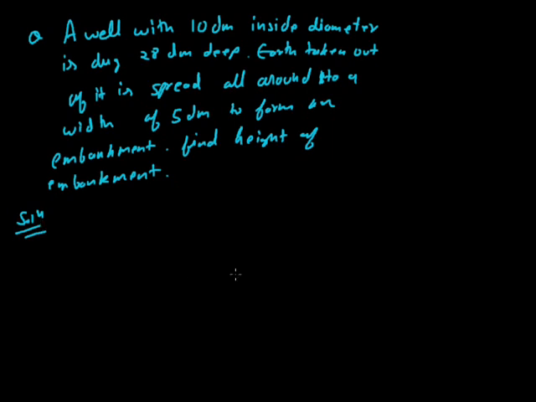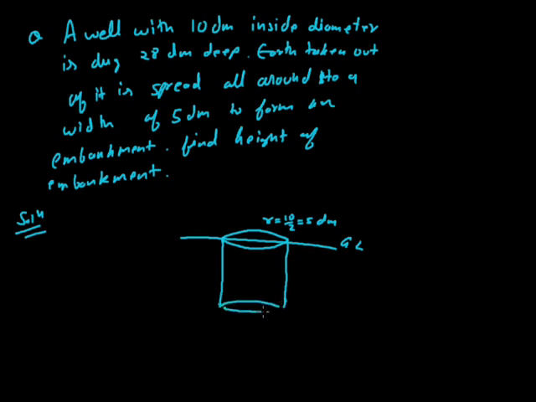So let's say this is the ground level. Now in this ground we are digging a well which is 10 decimeter in diameter. Let's say this is a well, so its radius is 10 by 2, that is 5 decimeter. We are digging this well to a depth of 28 decimeter. So its height is 28 decimeter.